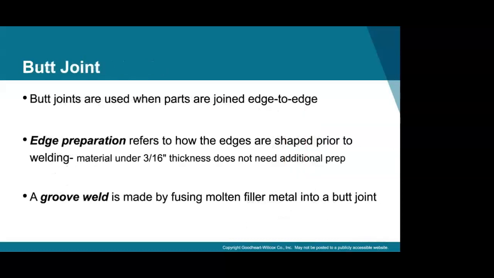Butt joints are used when parts are joined edge to edge. Edge preparation refers to how the edges are shaped prior to welding. So if you're going to clean the material, bevel it, grind an edge on it, that would be considered edge preparation. Materials under 3/16 in thickness do not need any additional preparation. That's key for this course. We'll be using a lot of 1/8" material, so because of the thinness of the material, we won't need to put any edge preparation on it.